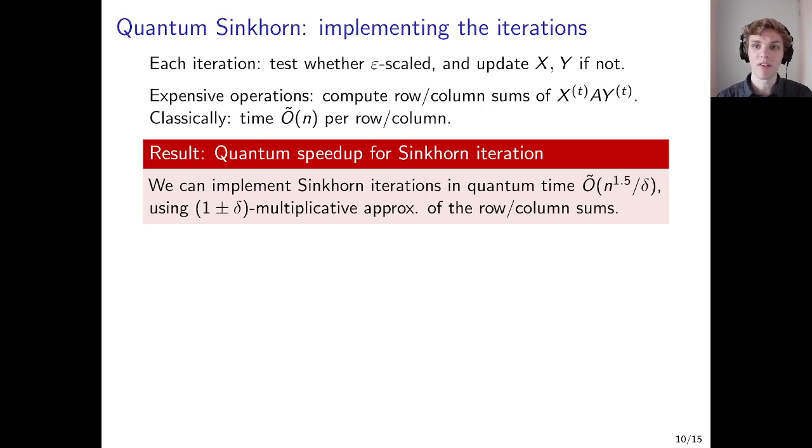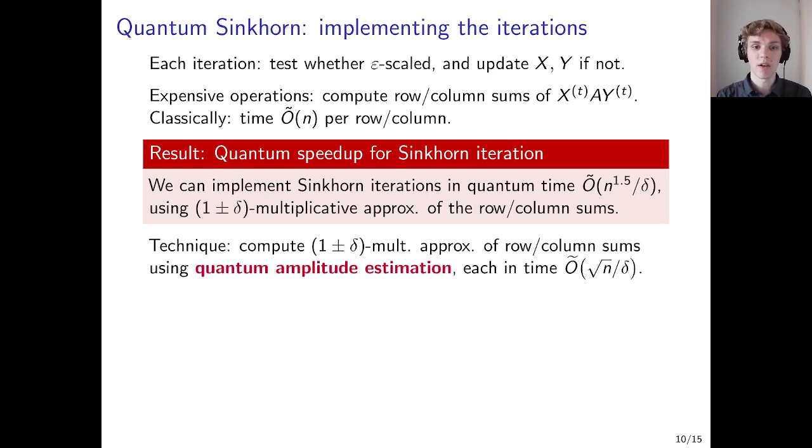if I pick some delta, which I use as a multiplicative precision parameter, then I can implement these Sinkhorn iterations in quantum time n to the 1.5 divided by delta, where I use 1 plus minus delta multiplicative approximations of the row and column sums for my updates. The way that we achieve this is by computing these row and column sums using quantum amplitude estimation, and each of these sums we can compute in time square root of n divided by delta. So what's to do next is to find such a good choice of delta, and to then bound the number of iterations.